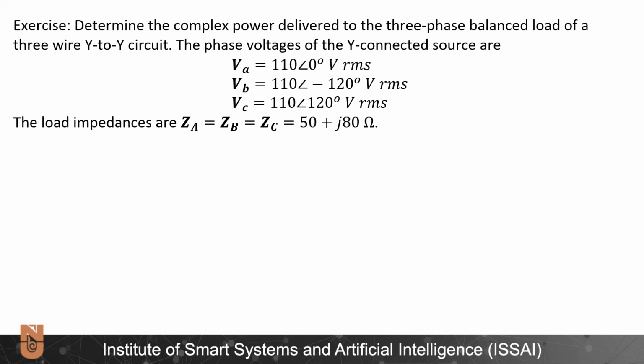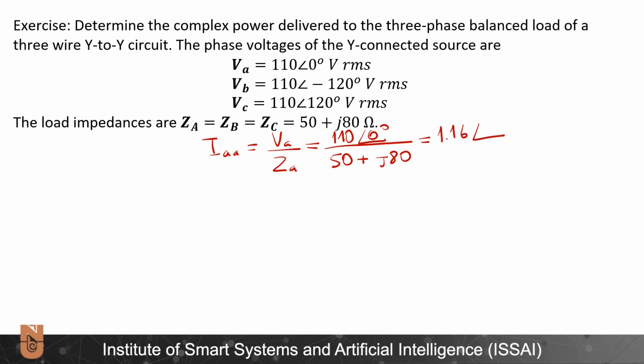Let's find the complex power delivered to the ZA, and for that I will start by finding IAA, which is equal to VA divided by ZA, which is equal to 110 with an angle of 0 divided by 50 plus J80, and according to MATLAB the result is 1.16 with an angle of minus 58 degrees, and the result is ampere as an RMS value.